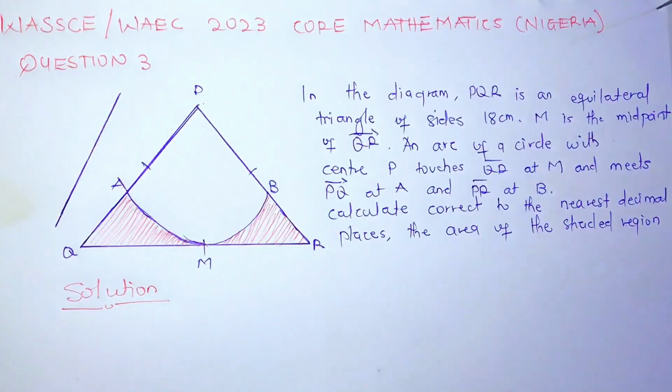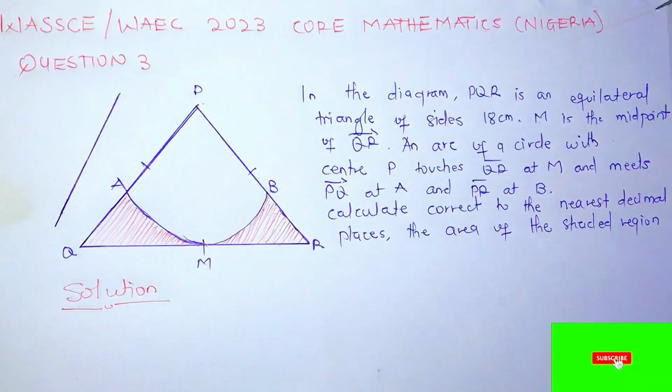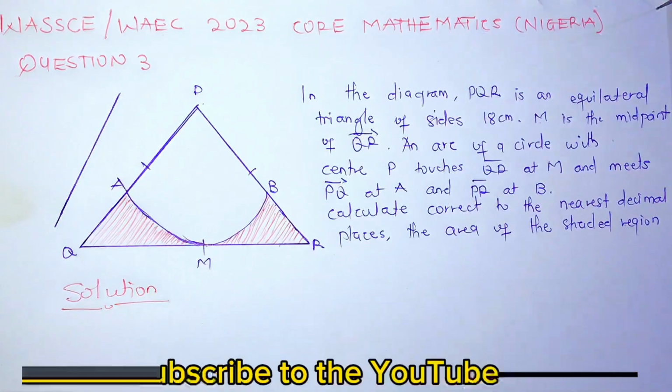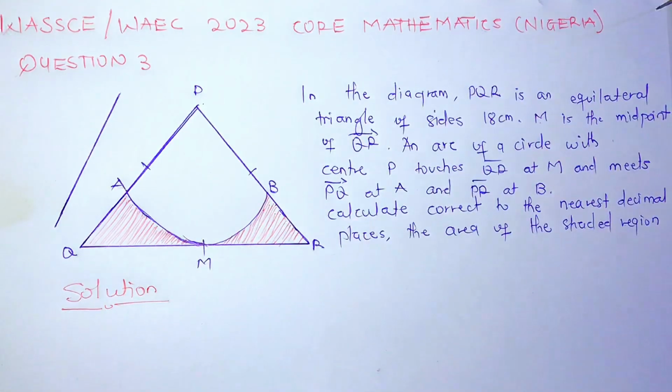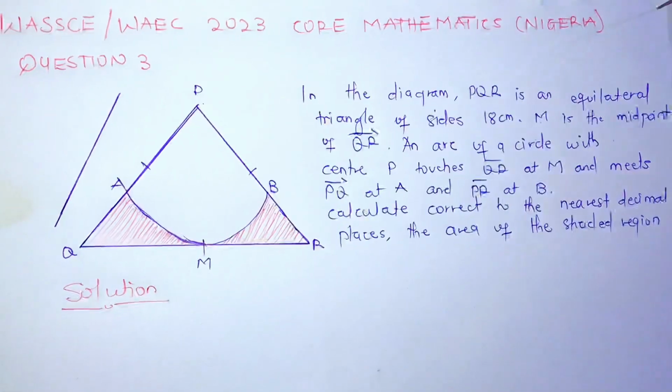Question 3. In the diagram, PQR is an equilateral triangle of size 18 centimeters. M is the midpoint of QR. An arc of a circle with center P touches QR at M and meets PQ at A and PR at B. Calculate correct to the nearest decimal place the area of the shaded region. So a very simple question. We want the area of the shaded region.